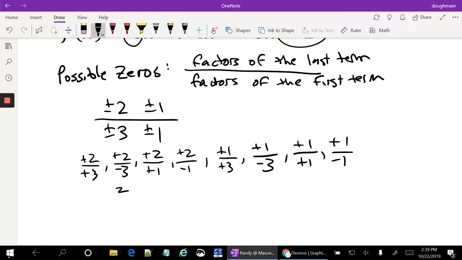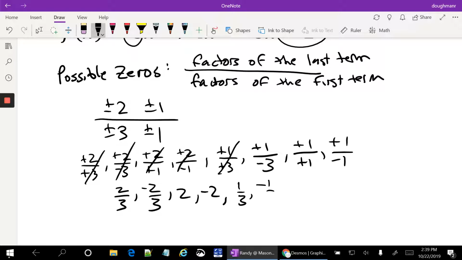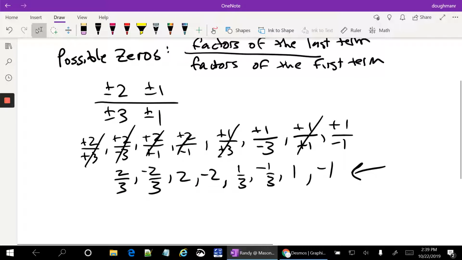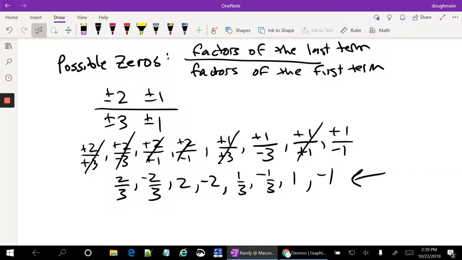So the possible zeros are 2/3, -2/3, 2, -2, 1/3, -1/3, 1, or -1. So those are it. Now, the 2/3 and thirds, I know you probably figured out, but once again, they could get ugly.